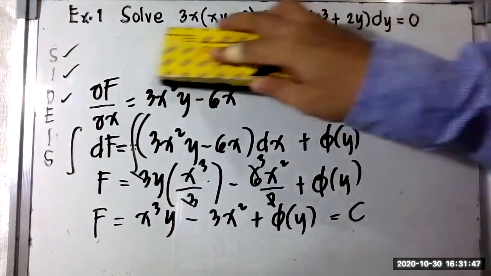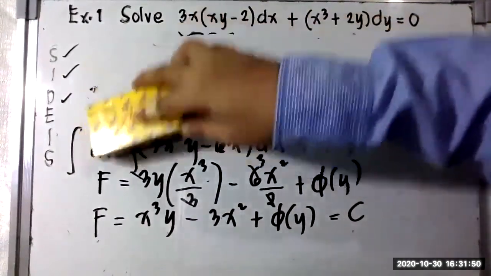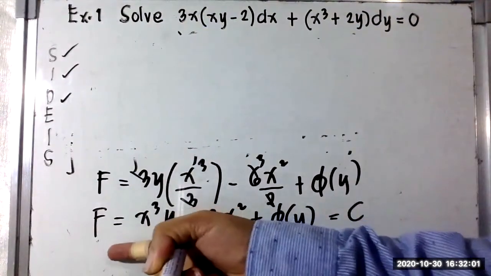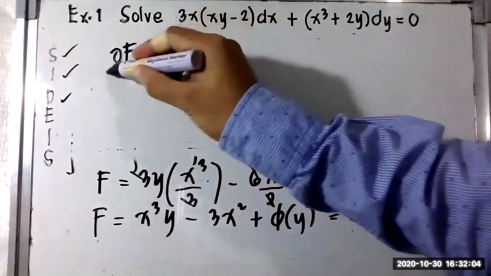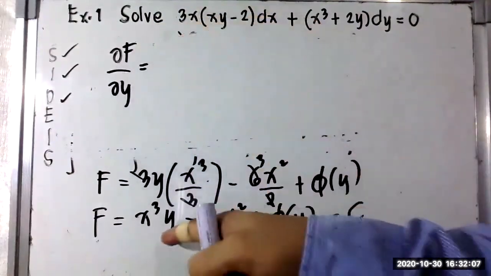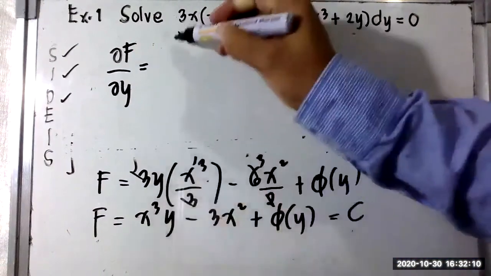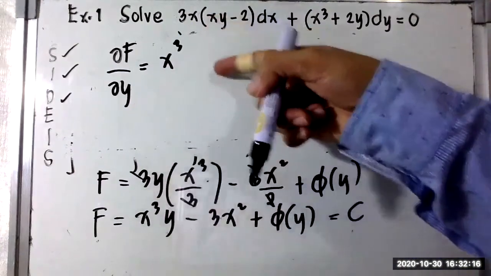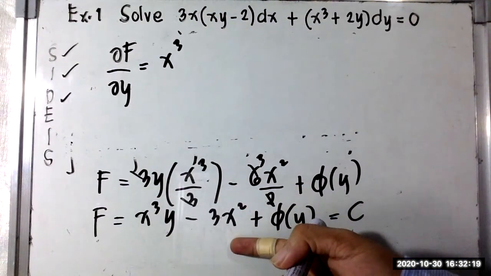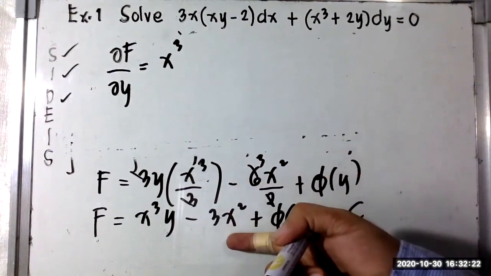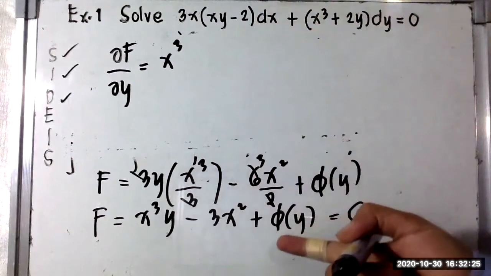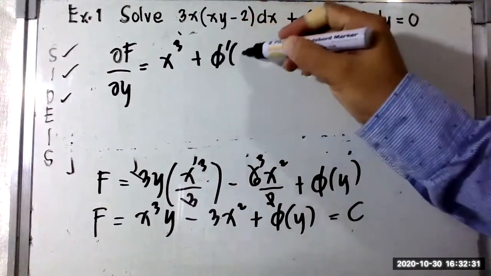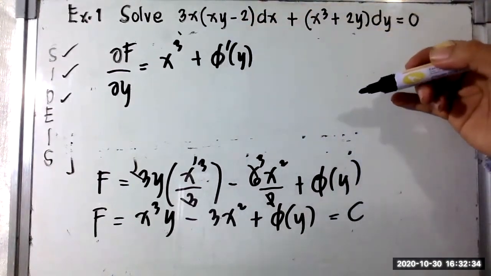Let me erase this first, and let's proceed to the next step, which is to differentiate. We will differentiate this function with respect to y, which means that x is held constant. So we copy x cubed and then differentiate y with respect to y, so times 1. The function of x, if we differentiate it, since x is held constant, the result is 0. And then phi of y is a function of y, so we will differentiate this. It will give us the first derivative of phi with respect to y.